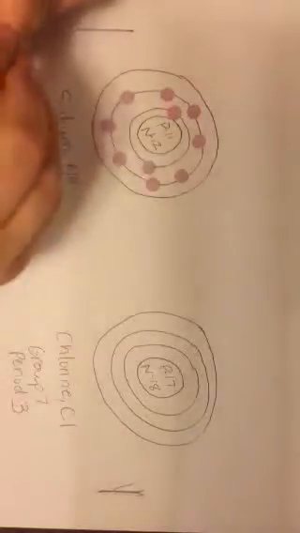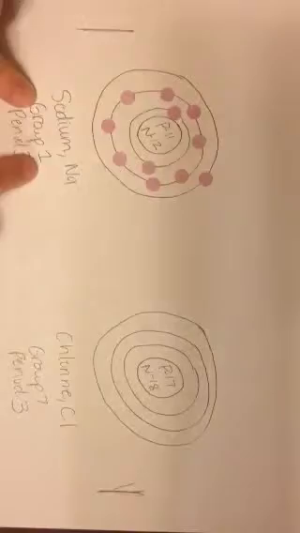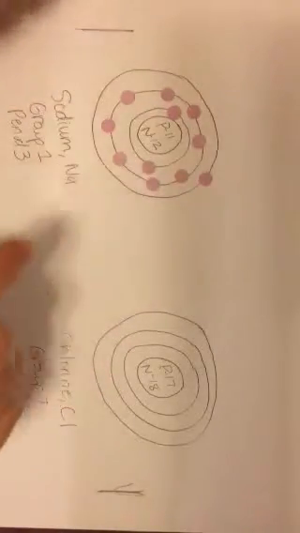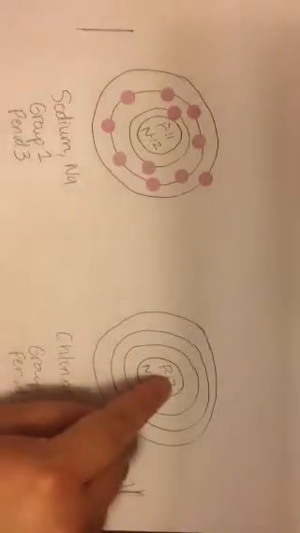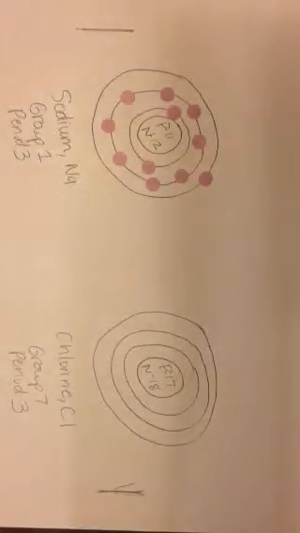2 plus 8 is 10, and 1 more. Here's my 1 valence electron. Group 1, 1 valence electron. So I've double checked my work, it's correct. Chlorine has 17 protons, so it has 17 electrons. Put those on there.